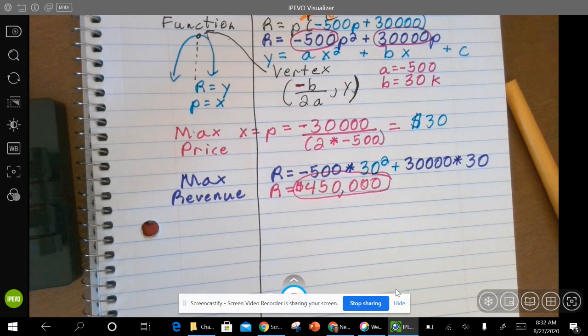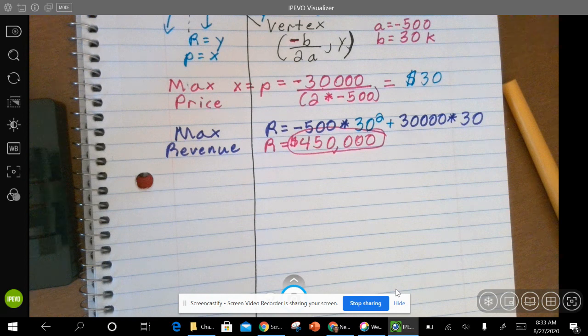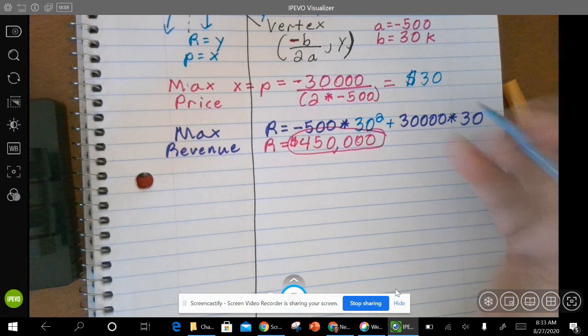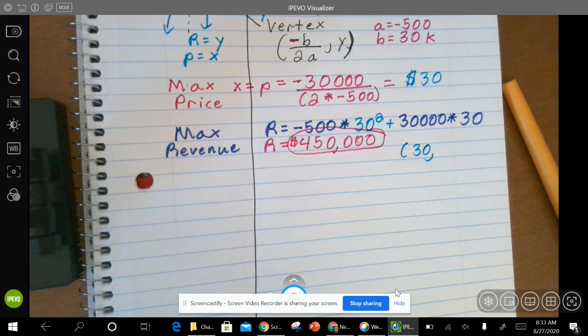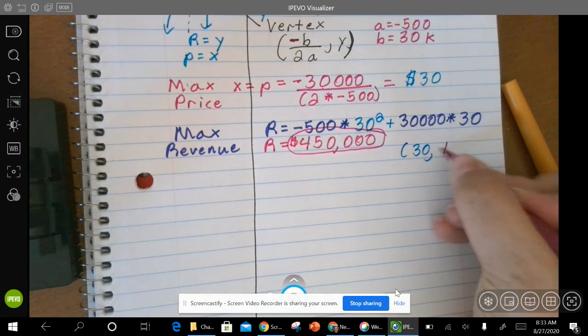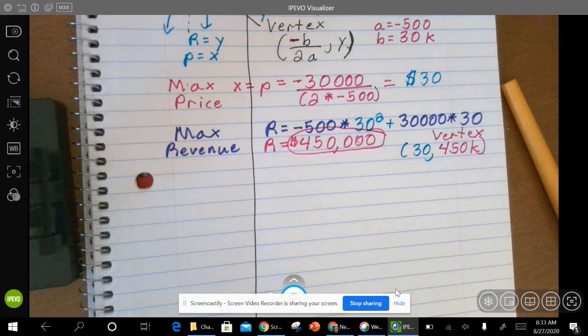Now we can use that to graph this. I just wanted to show you also that our vertex is at $30 and then at 450,000. Everybody, remember that this is our vertex, and we're going to use that to graph it.